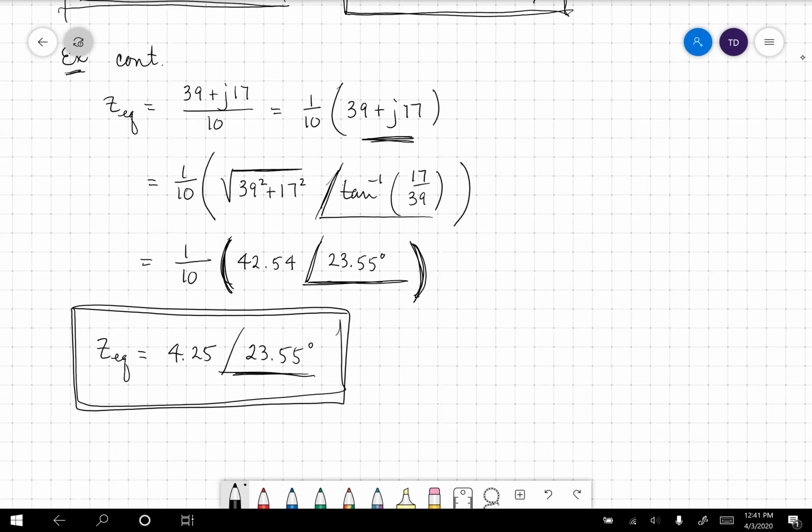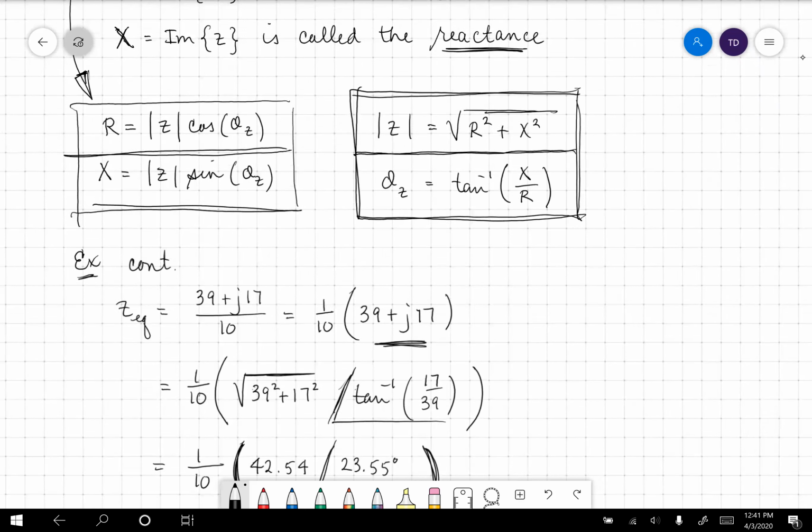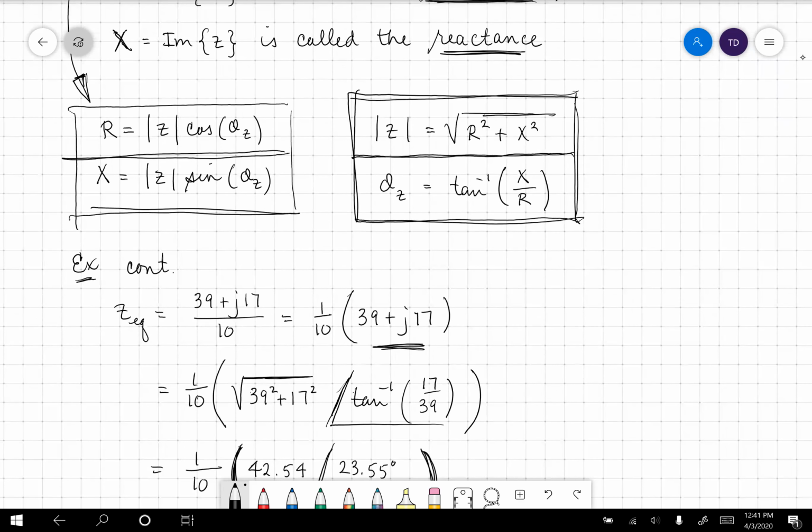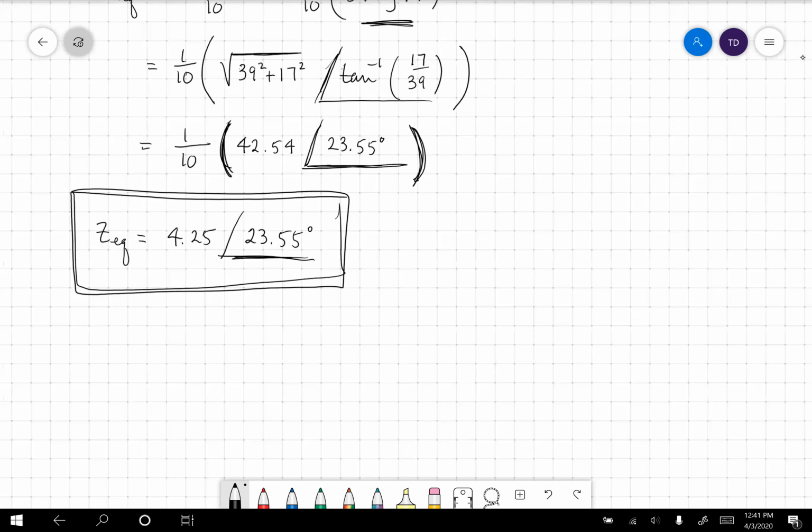So we can look at X. If X is negative, we know that when X is negative, our reactance is a negative number. We have a capacitive load. When X is positive, our reactance is positive, and we have an inductive load. So we can figure out a lot just by looking at that piece of information. Okay.